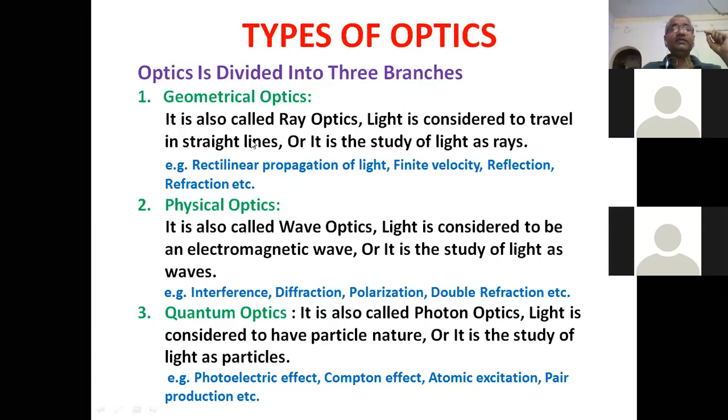So geometrical optics means the formation of images can be shown geometrically, and therefore it is called the geometrical optics, or it is also called the ray optics. So in the ray optics, the light is considered to travel in a straight line, or it is the study of light as rays. So we study the light considering that these are the rays.